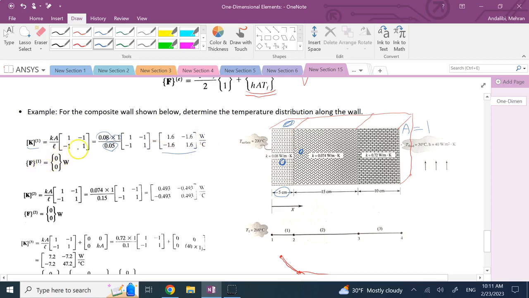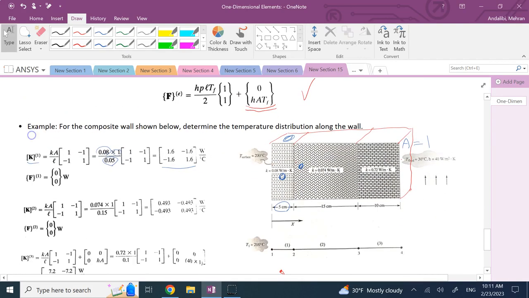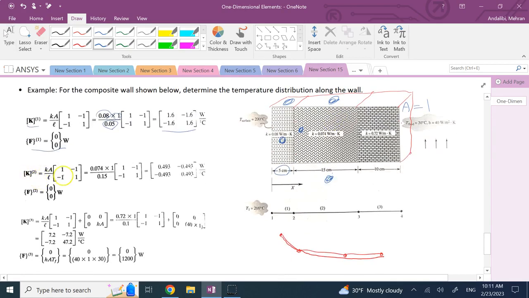What about the thermal load? Well, thermal load, if you look at it, the thermal load comes from H. You have it when you have convection around the perimeter, and again there is nothing here, so F for this element is all 0. Similar thing happens to element 2. Again, element 2, above it, below it, left and right, there is nothing. So very similarly for element 2, that H term is 0, so the load is 0, and K2 is again Ka over L, 1, negative 1, negative 1, 1. Okay, so this is a very simple problem. There is nothing above or below the walls.